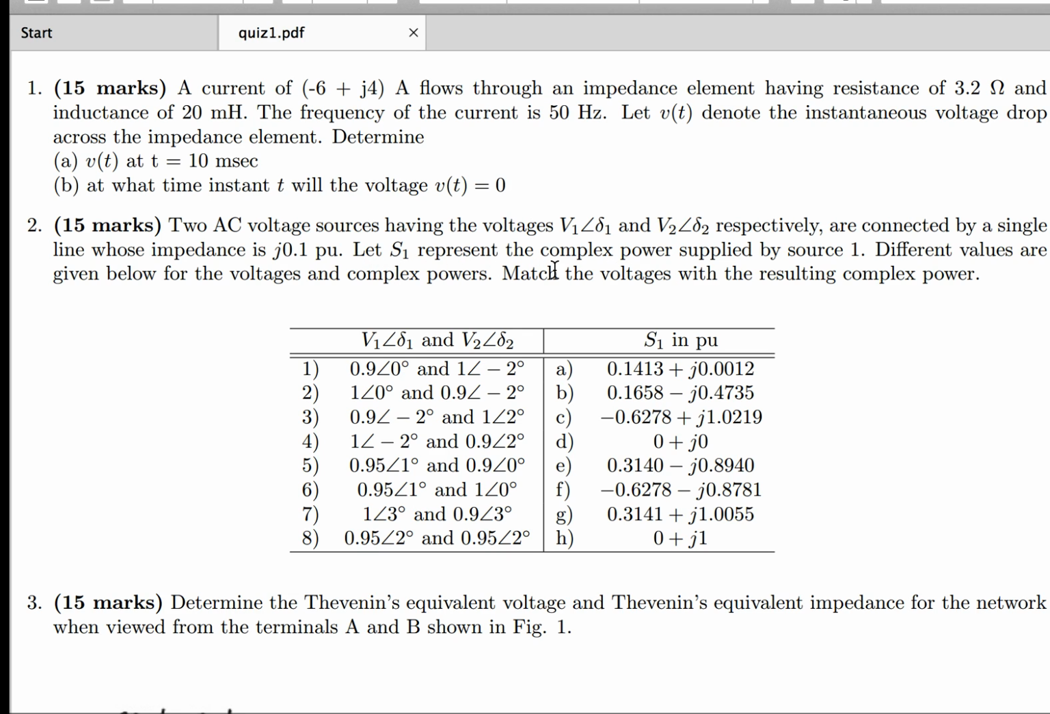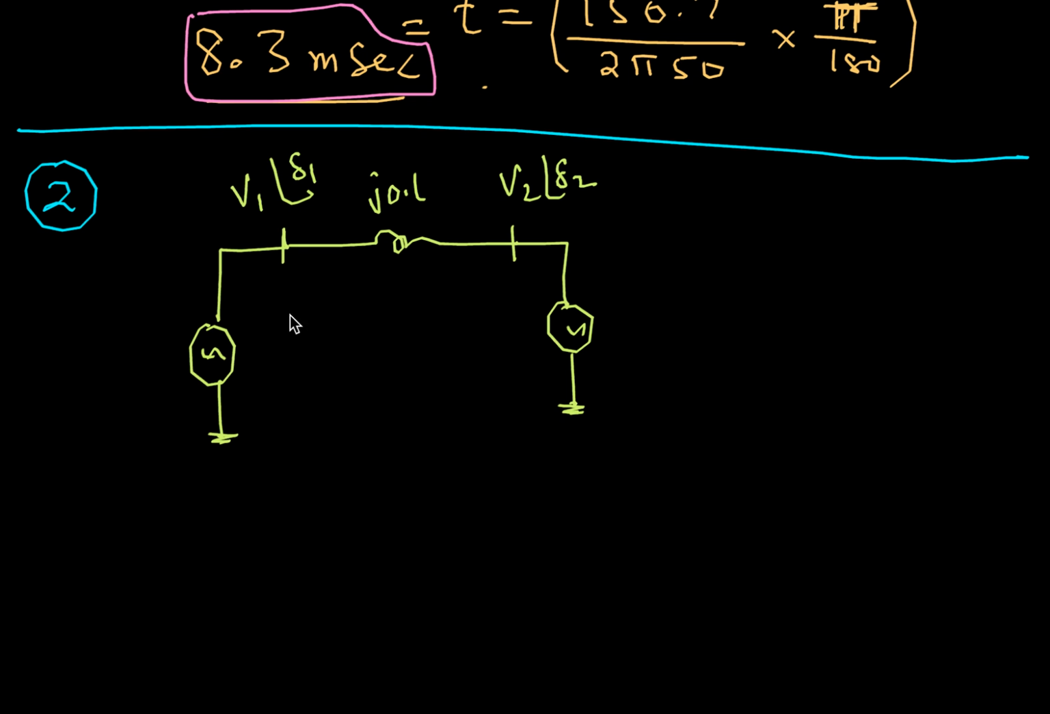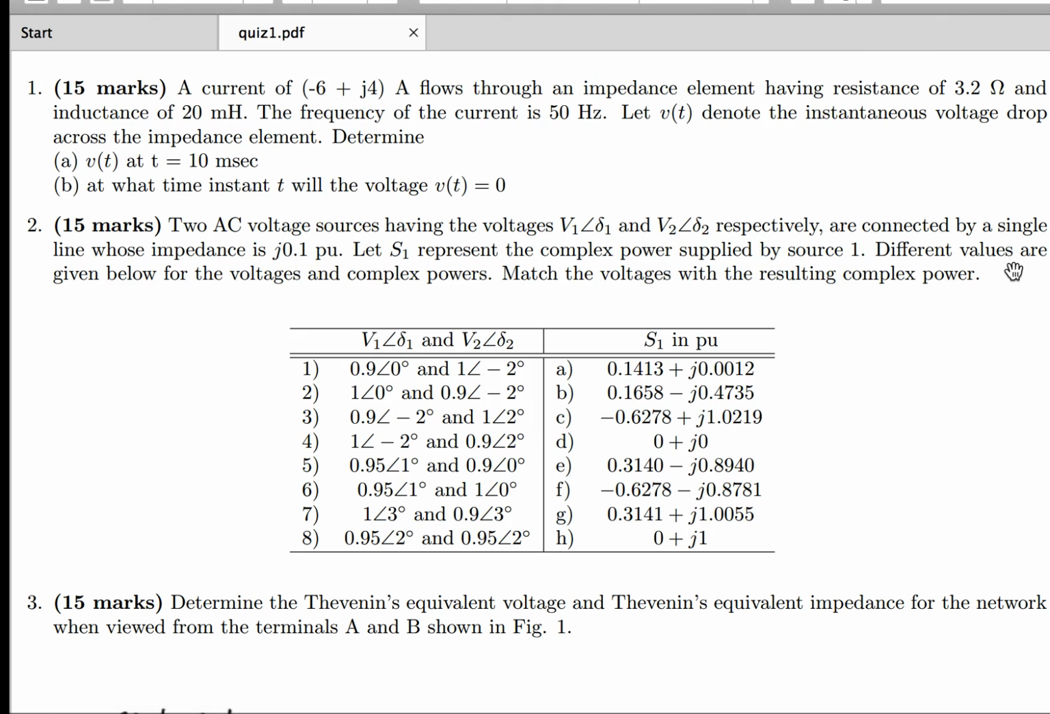So let S1 represent the complex power supplied by source 1. So this is source 1, and S1 is the complex power supplied by source 1. Different values are given below for voltage and complex powers. Match the voltages with the resulting complex power. So there is some kind of matching going on here, 1 to 8 and A to H.